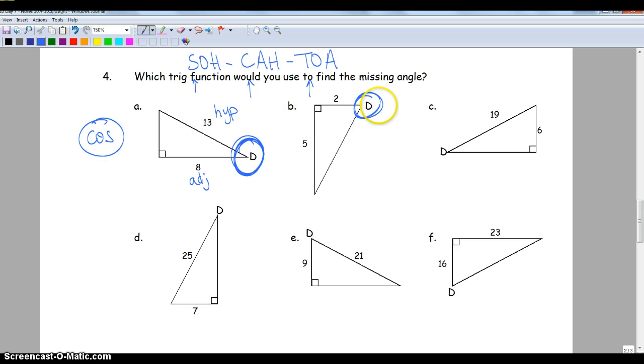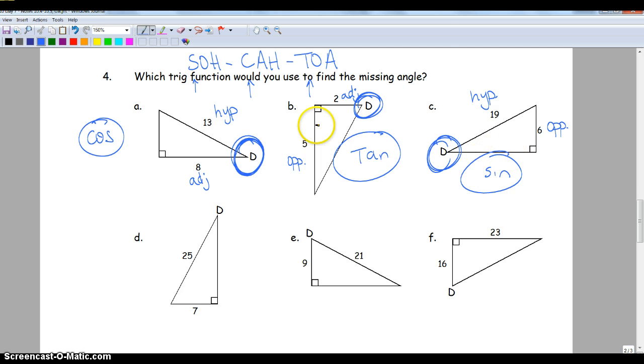For b, I have this angle. 5 is my opposite. 2 is my adjacent. I have A and O. So I need to figure out which one has A and O. Well, sine doesn't. Cosine doesn't. Tangent has A and O, so I would put tangent. And then for this one, we have angle D is here. This is my opposite side, and this is my hypotenuse. O and H. So S has O and H, so it is sine. So you're just using this to figure out which ones you have, opposite, adjacent, hypotenuse, and then which trig function it goes with.